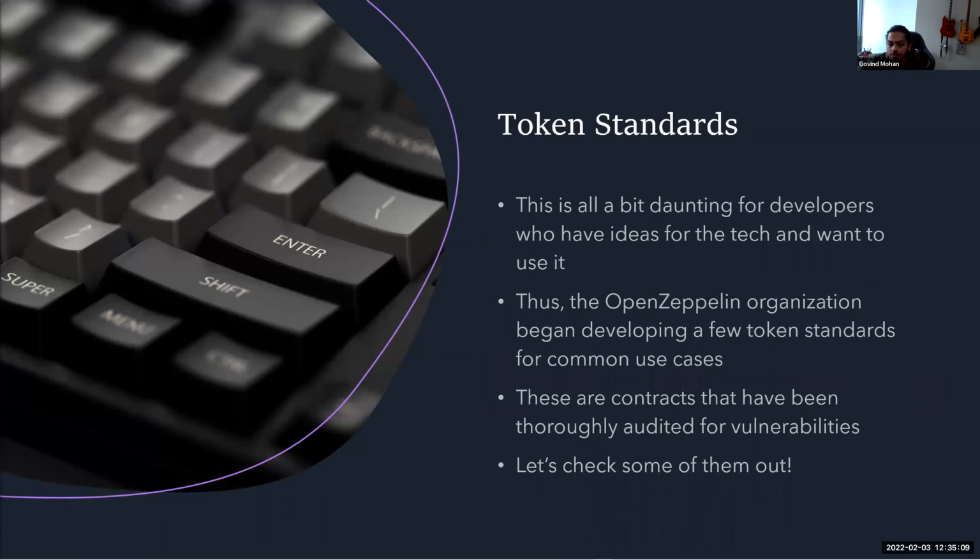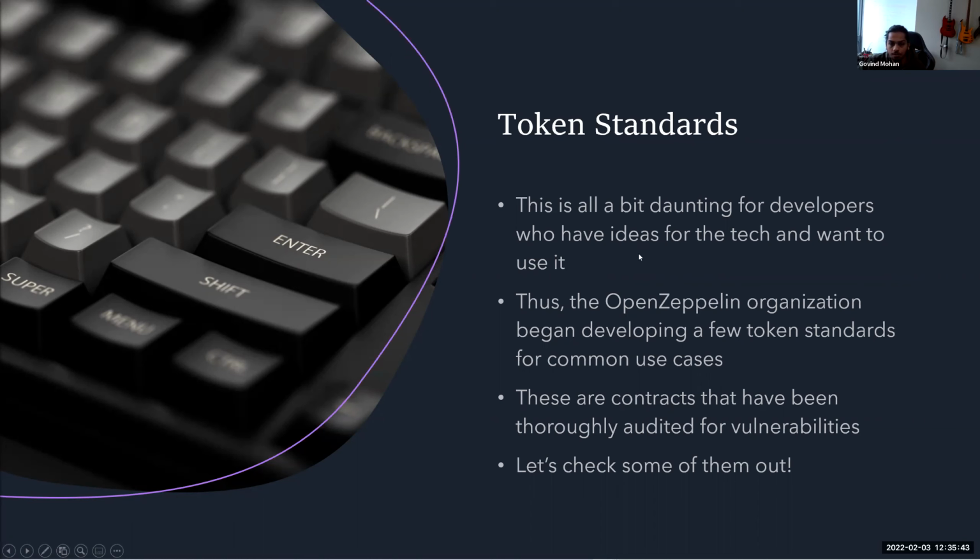And now token standards. So now I have the ability to define contracts. That's pretty cool. But okay, so say I'm a developer. I read about Ethereum. I think this is some pretty cool stuff, and let's say I want to build one of those random Bitcoin clones that I mentioned. But then I look into Solidity, and I see the spec for the language. How do I make a contract? How do I know I'm going to make something secure and it's not just going to get hacked? It's all a bit daunting for developers who have ideas for the tech and want to use it.